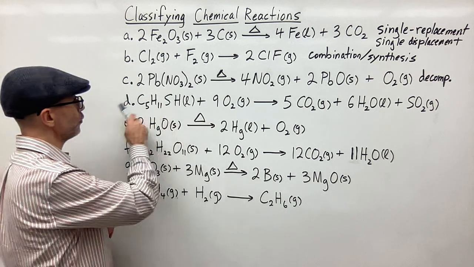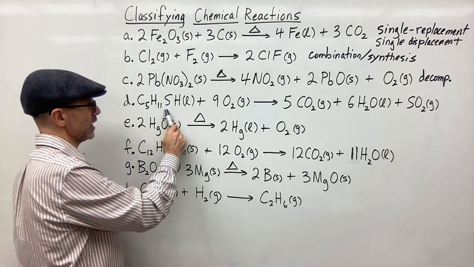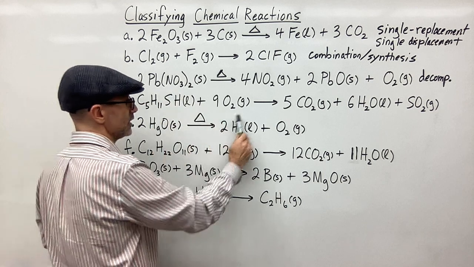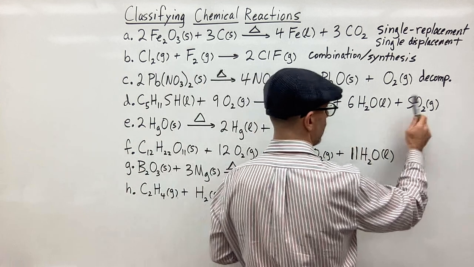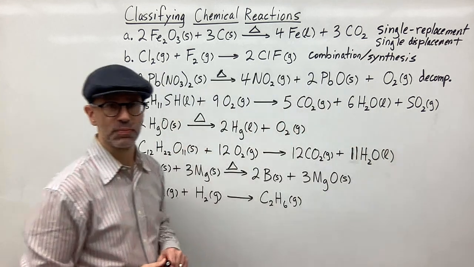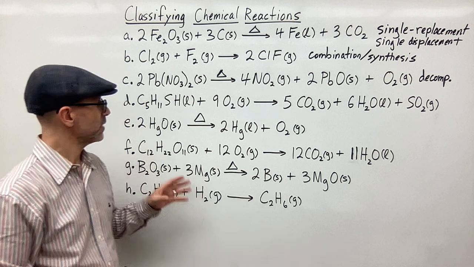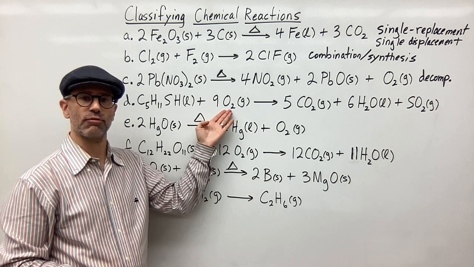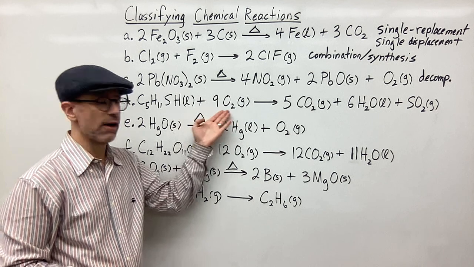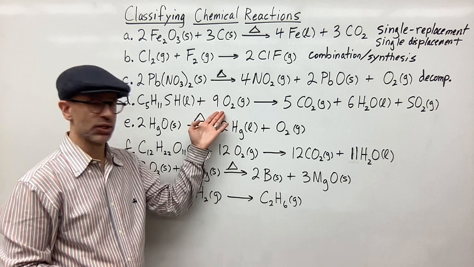All right, so for D, we have C5H11SH liquid reacting with oxygen to form carbon dioxide, water, and SO2. So this is a combustion reaction. And the dead giveaway is that oxygen is one of your reactants. So if you have oxygen as a reactant, that is a combustion reaction.